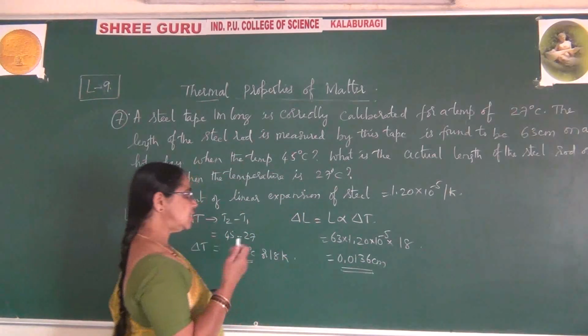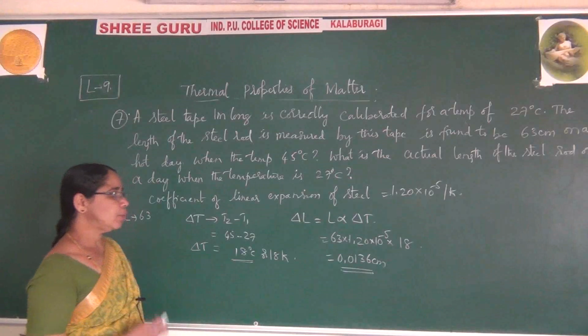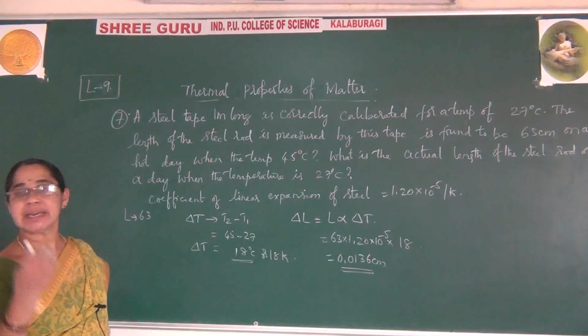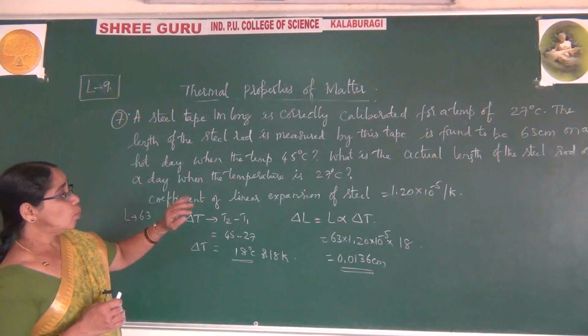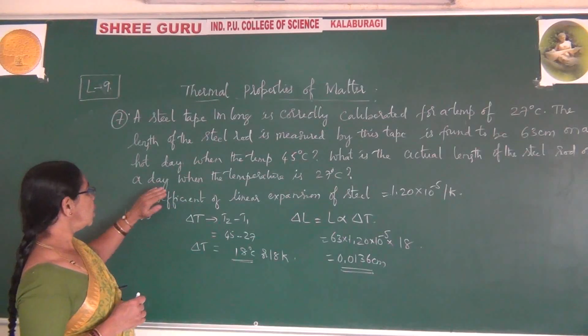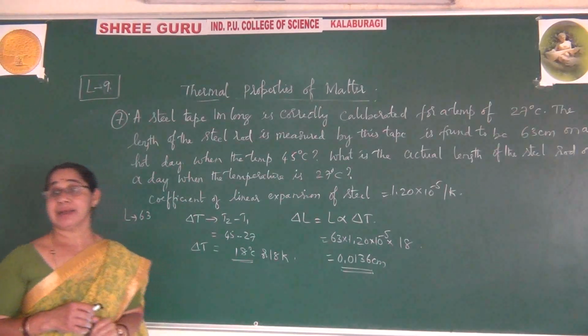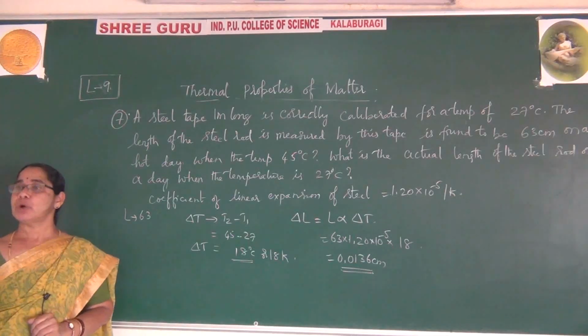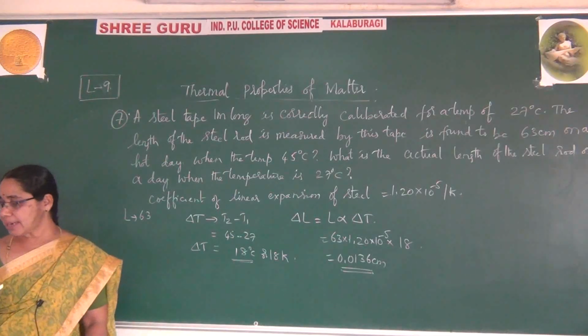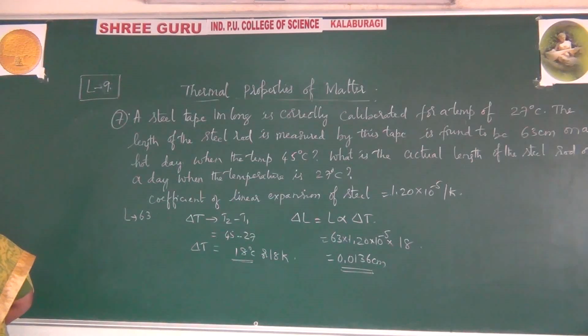So this is the one change in length, and you can observe when there was a difference in temperature. Now what is the actual length of the rod on the day when the temperature is 27 degrees centigrade? Now we have to calculate the actual length of the rod at this temperature.